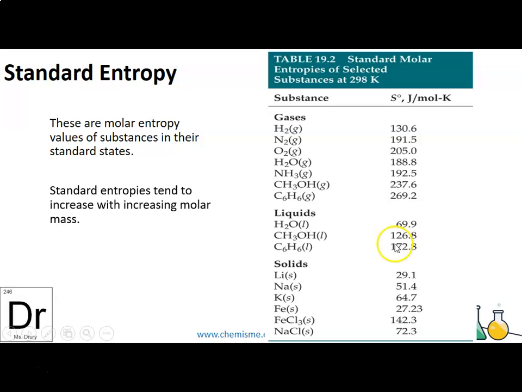So they also tend to increase with increasing molar mass, because that makes it more complex. Something that is small, like hydrogen, has only a few ways it can align. Something that's larger, like CH3OH, has multiple ways it can organize, and therefore, because there's multiple ways that it can align itself, then we call it multiple microstates. That means it has more entropy.